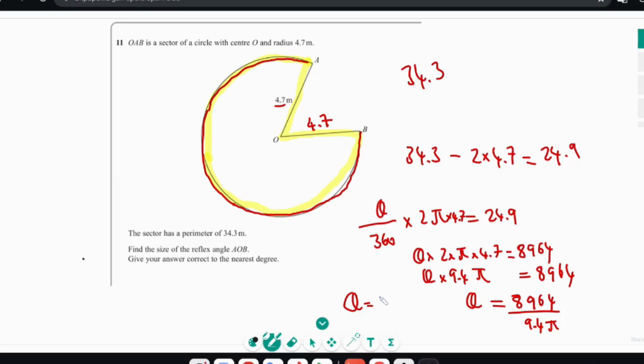So to the nearest degree, 304. That's 303.55 on a calculator, which rounds to 304 degrees.